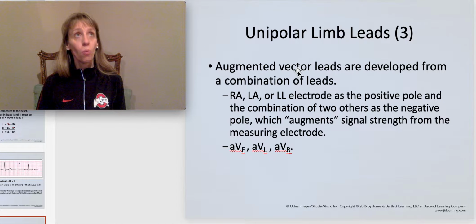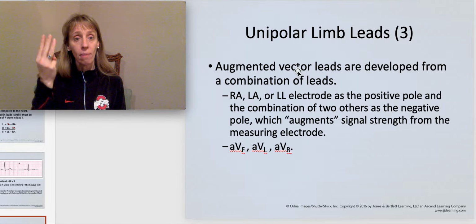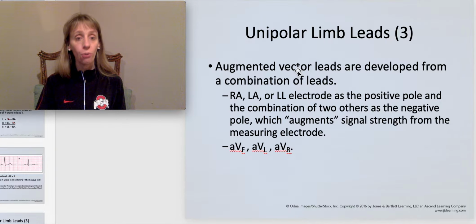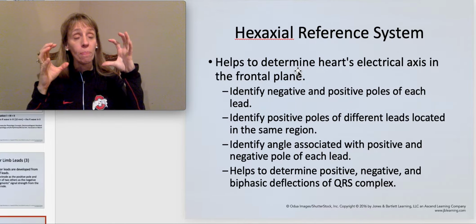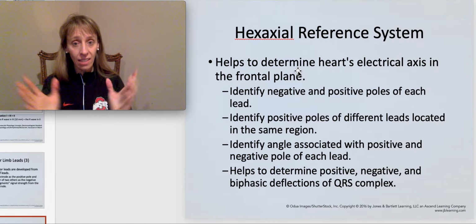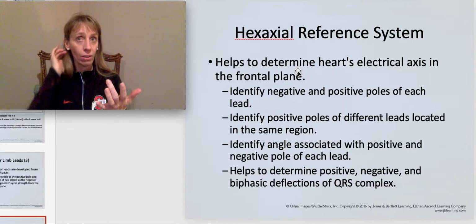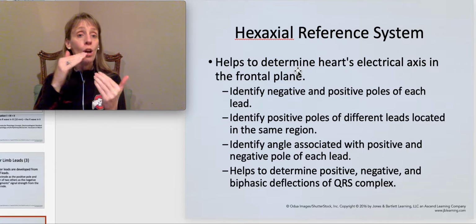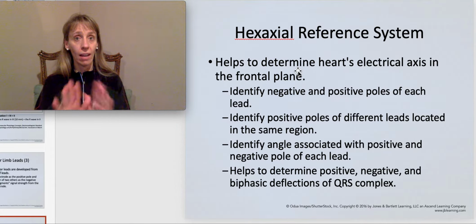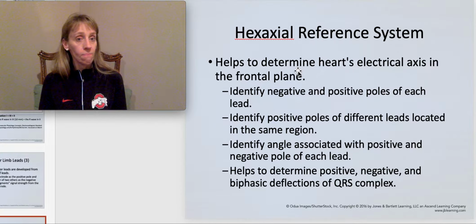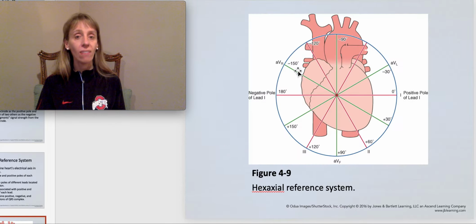The unipolar, or what we call augmented vectors, give us another 3 leads: augmented right, left, and foot. There are 3 more photos, and they're best viewed in this thing called the hexaxial reference system. The hexaxial reference system, when I show it to you, is going to look a little confusing, but I know it's going to be a photo you're going to come back to throughout the class because it really helps us understand the anatomical breakdown of where the electrode placements go. So we're going to identify the negative and positive of each pole, be able to identify the regions, and understand again positive and negative. Let's just look at what it looks like.